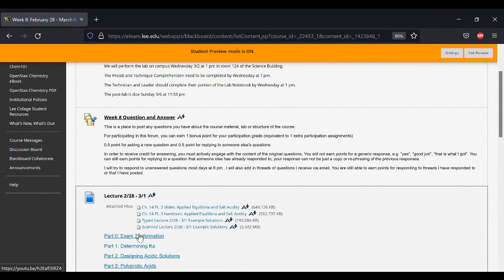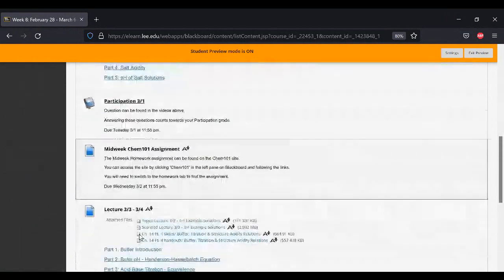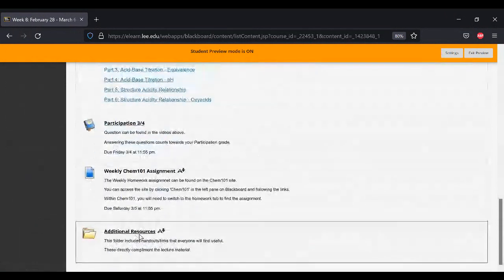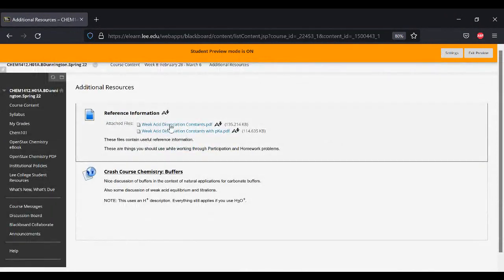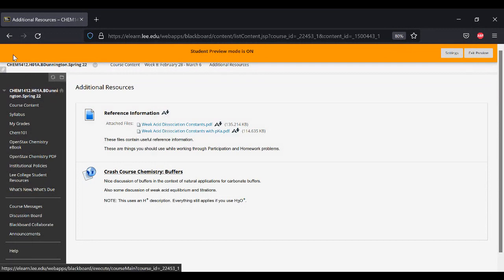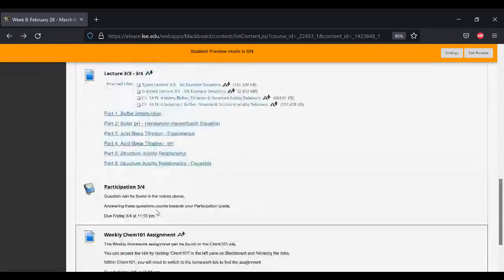In terms of this week itself, just a normal kind of schedule. I will note the additional resources folder, the acid dissociation constants and acid dissociation constants with pKa. This reference information will be very useful. You will need these reference documents in order to do the participation assignments. I'm assuming that you are looking up information in those documents, so you want to use those.